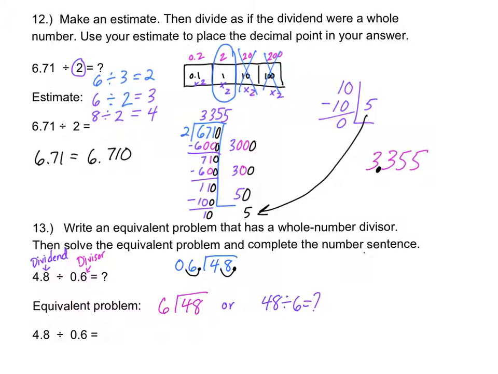So when we go in to solve this, it ends up being a nice little problem because it's just a basic fact. How many times does 6 go into 48? It goes in 8 times. And that is it for our answer. So when you get 4 and 8 tenths divided by 6 tenths, you get the answer of 8.